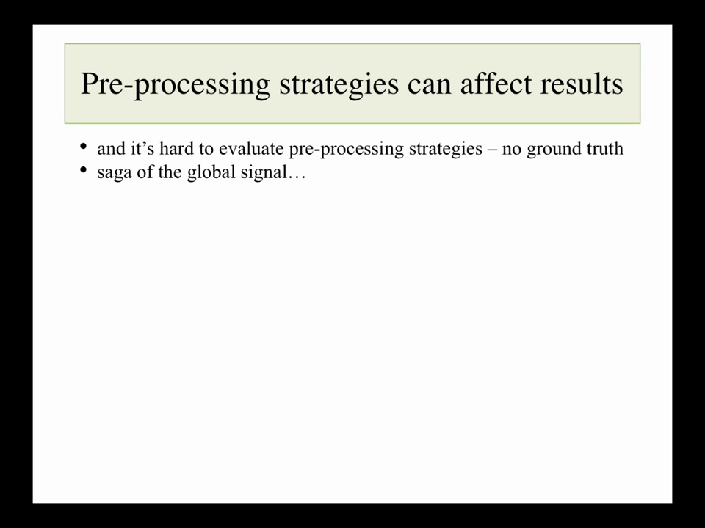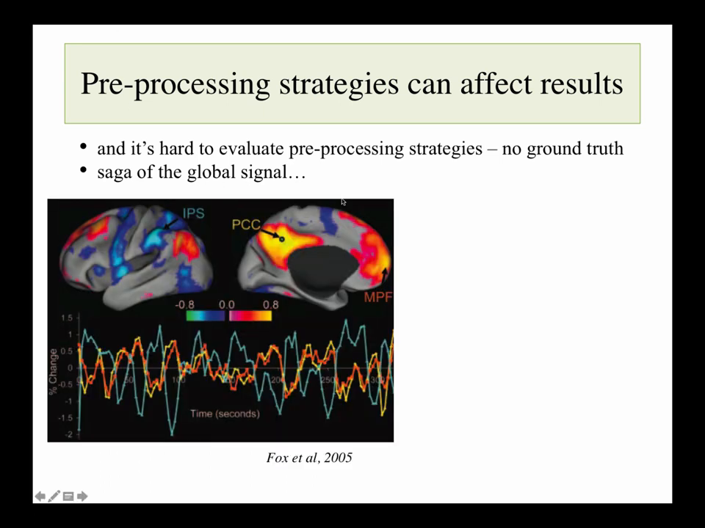As I mentioned before, our results can also be sensitive to the type of pre-processing that you apply during your scans. And one thing that's tricky is that it's hard to evaluate whether one given pre-processing strategy is actually doing the right thing, because we don't have an absolute truth in many of these cases. Perhaps the most famous example of this in the resting state literature was the so-called saga of the global signal, where in 2005 there was an important study showing that the default mode network had negative correlations with attentional networks at rest.